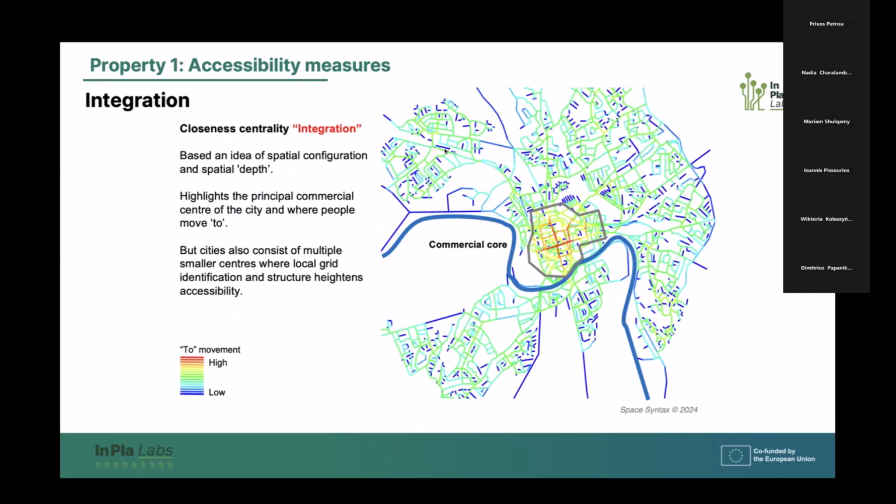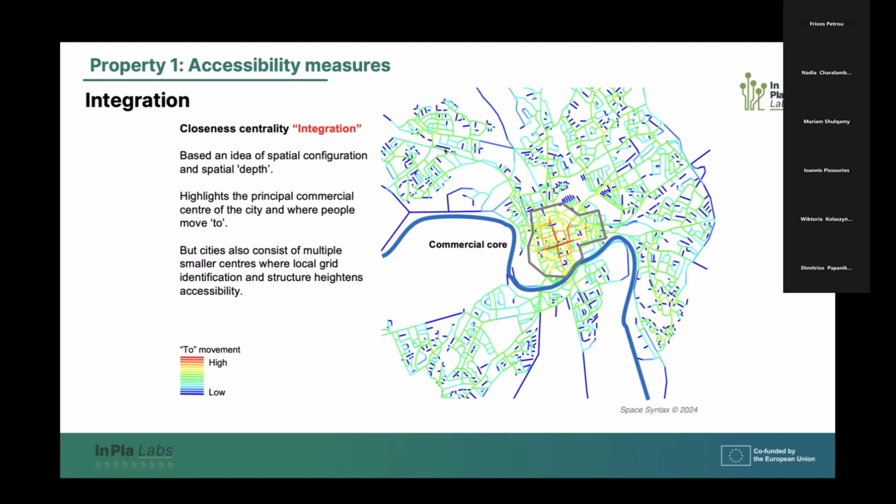So the integration is one of the key things we look at in space syntax, and it's based on the idea of spatial configuration and spatial depth. The depth of each street to all other streets in the system, not in a crow-fly distance, but rather the number of turns people would have to make to get from one part of the city to the other. As I mentioned before, the angle of turns. So it highlights here in the picture the principal commercial center of the city and where people move to.